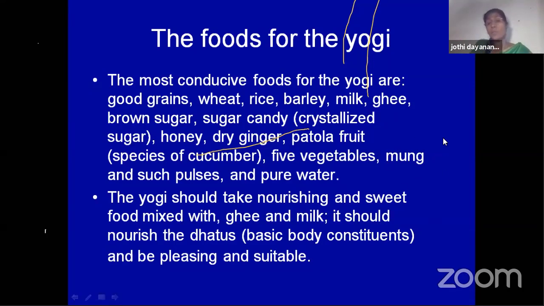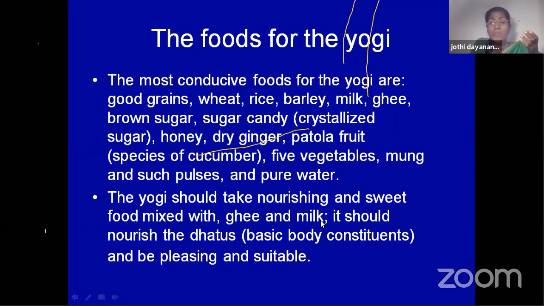And then moong dal, which we call pasiparuppu in Tamil, is very easily cooked and easily digested. It is basically taken in the form of khichdi along with rice, as such pulses, and pure water. A yogi should also take nourishing and sweet food mixed with ghee and milk.